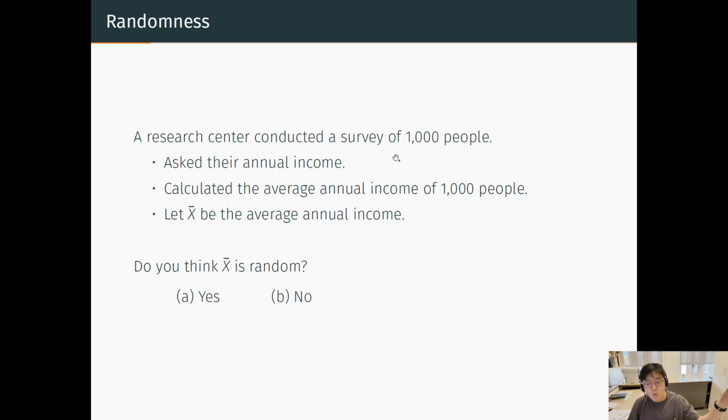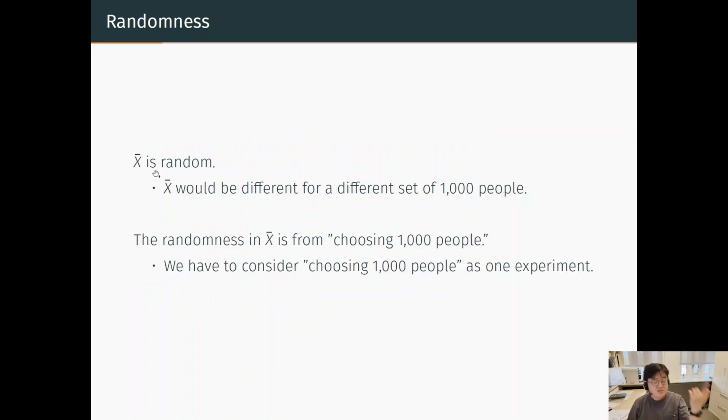In the previous question, the experiment was choosing one person. But in this example, the underlying experiment is choosing 1,000 people. It is choosing a whole bunch of people together, right? I mean, they're independent, but a set of 1,000 people is one experiment. And then you get one outcome. X bar is the realization of the randomness.